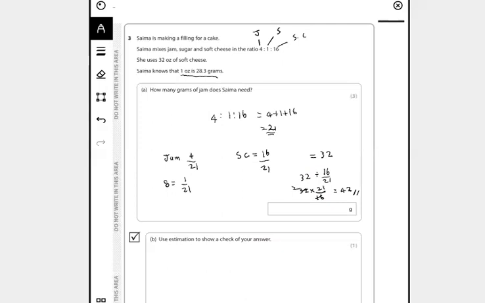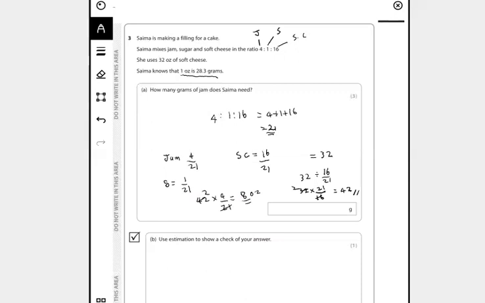So that is the total filling, and we are interested in jam. So what we are going to do is 42 times 4 over 21, which, if you simplify that, is 2 times 4, which is 8. So that would be 8 ounces of jam.